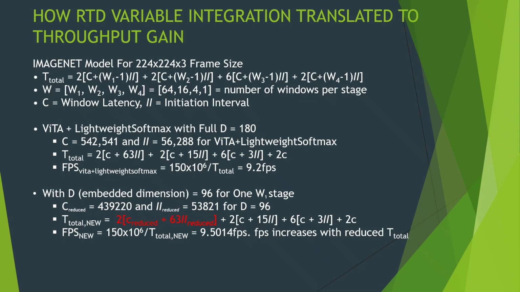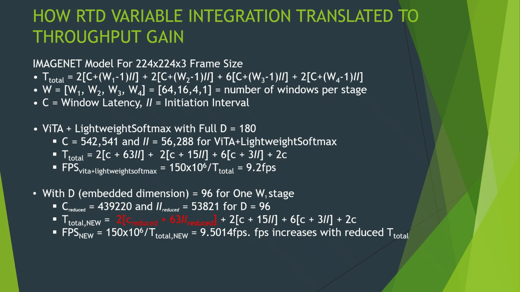So VIDA plus lightweight softmax with the full embedded dimension of 180 is 9.2 frames per second, and with reduced embedded dimension for one stage it resulted in a window latency of 439,220 and an II of 53,821. When we plug that into the model, C reduced and II reduced, that is at the stage we reduce the embedded dimension for, it resulted in 9.5 frames per second.